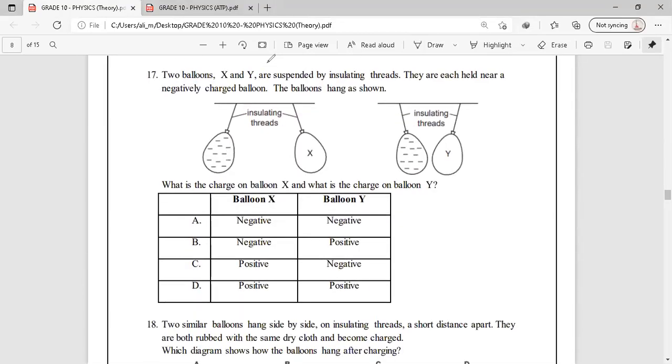Let's come to question number 17. In question number 17, we have a negatively charged balloon hanged near a balloon X and then near a balloon Y. This negatively charged balloon repels the balloon X and attracts the balloon Y. This shows that balloon X is negatively charged while balloon Y is positively charged, or it can be neutral. So the correct option in this question is balloon X is negative while balloon Y is positive. So option B is the right answer.